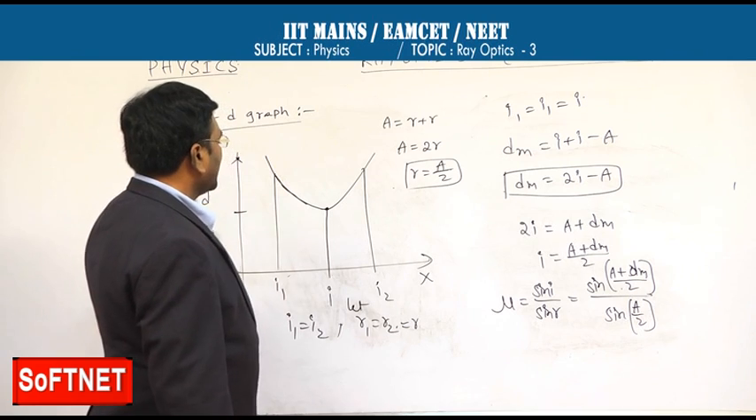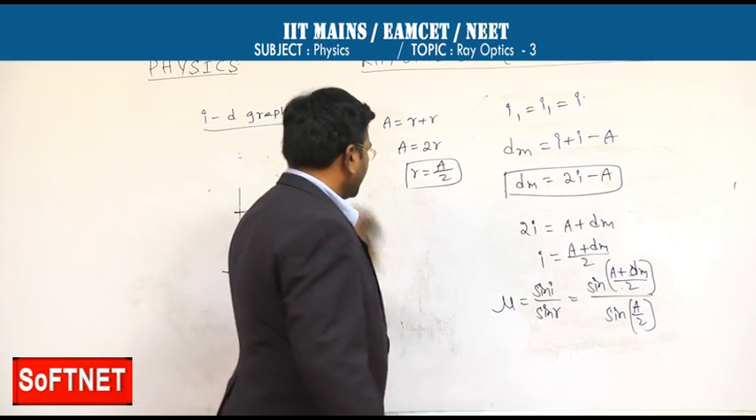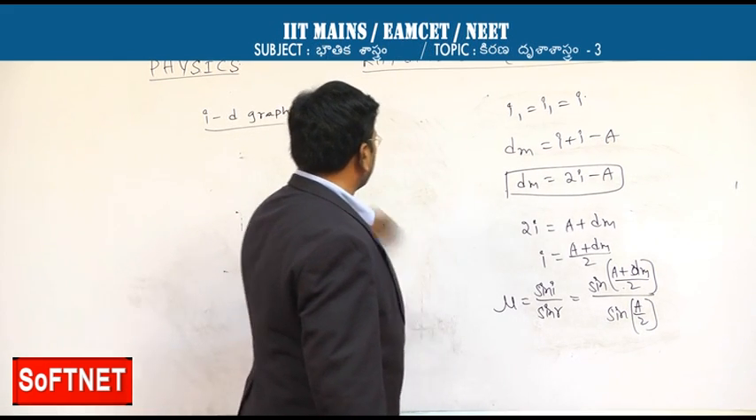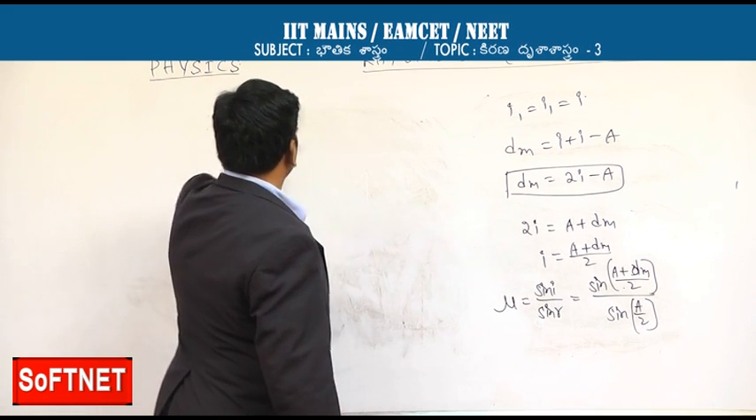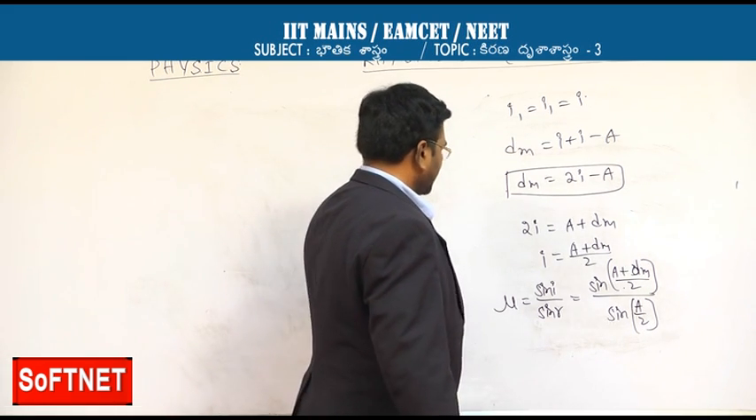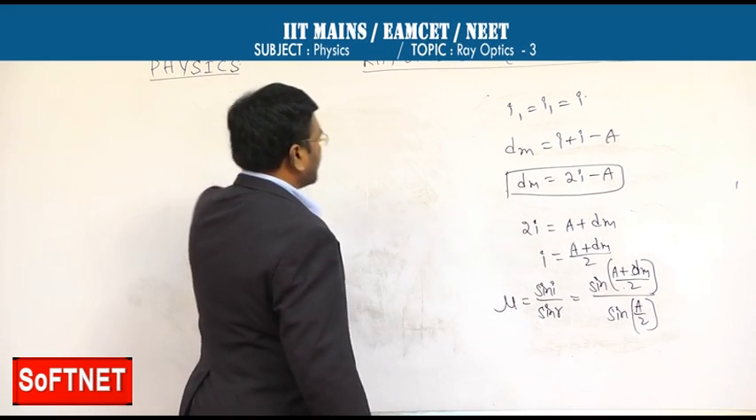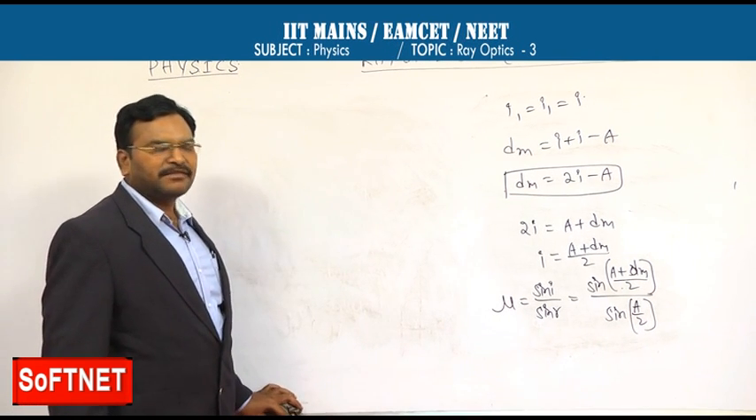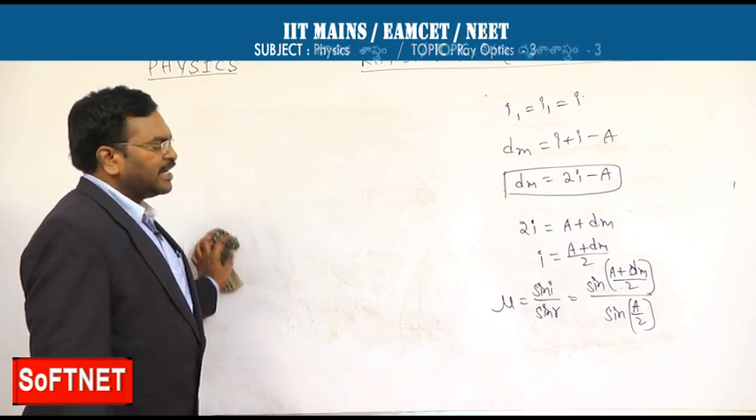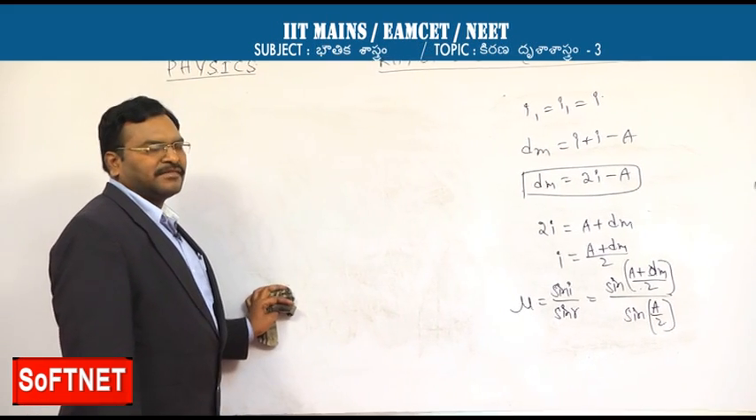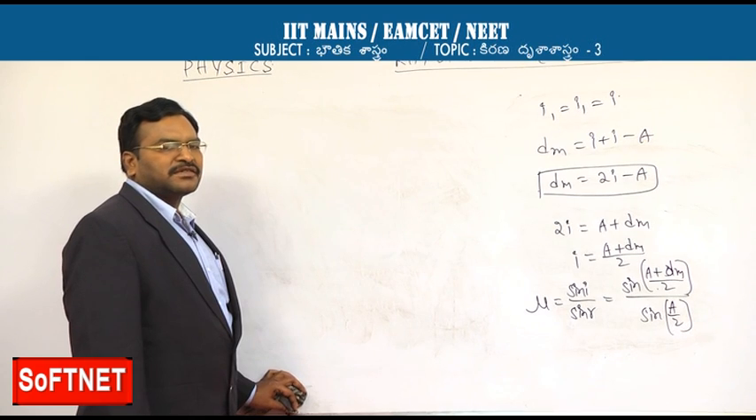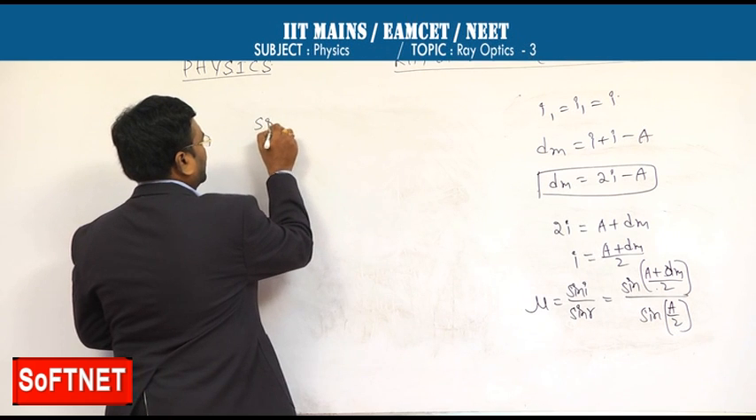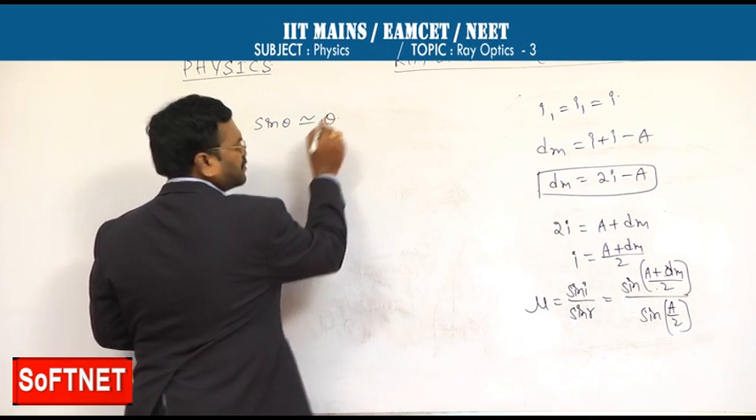Remember this formula, and also we have so many problems. In case of a small angled prism, if the angle of the prism is less than 10 degrees, that is called a small angled prism. For small angles, sin theta is approximately equal to theta.